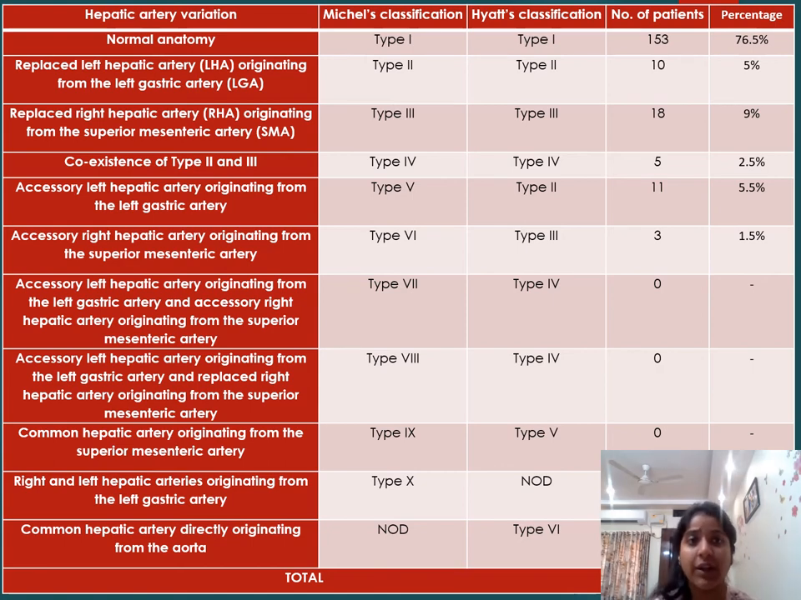Then we can see the coexistence of types 2 and 3, that is type 4 of the Michel classification. Then we can also see the accessory left hepatic artery originating from the left gastric artery, which is type 5 of the Michel classification, which we see in 5.5% of the population. Then we have the accessory right hepatic artery originating from the superior mesenteric artery, which is type 6 of the Michel classification, which we see in 1.5% of the population.